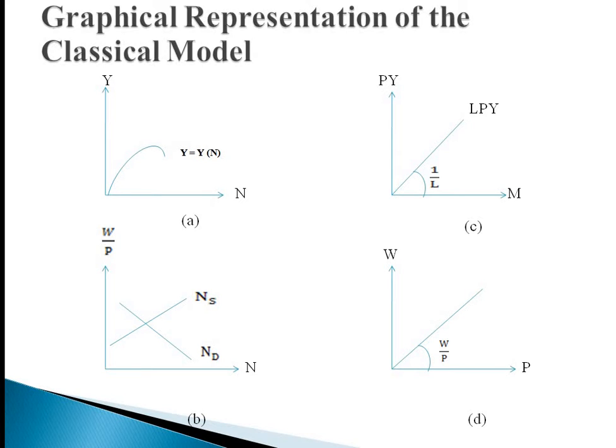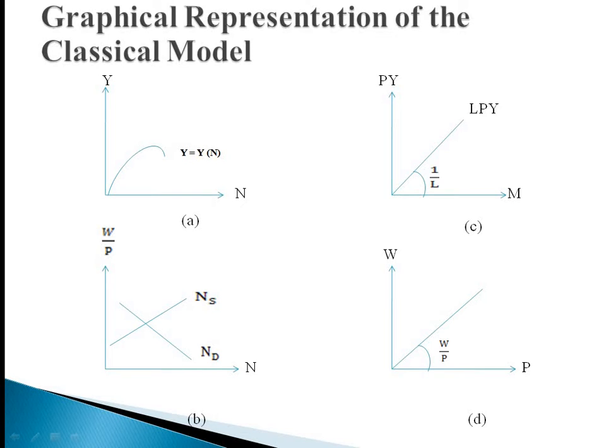We will now be showing the graphical representation of the classical model. For this, we have drawn all the figures together and labeled them as A, B, C and D. A shows us the production function, B shows us the labor market equilibrium, C shows us the quantity theory equation, and D shows us the money wage adjustment. Now for the solution of the classical model, we start with the labor market equilibrium. So we will start with part B, where we show the intersection between the labor demand and labor supply curves.